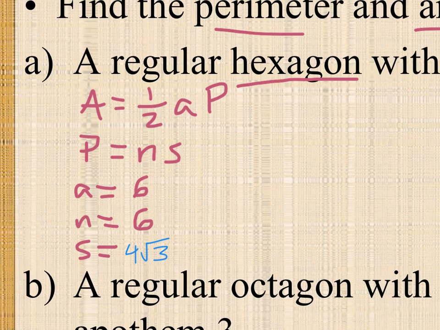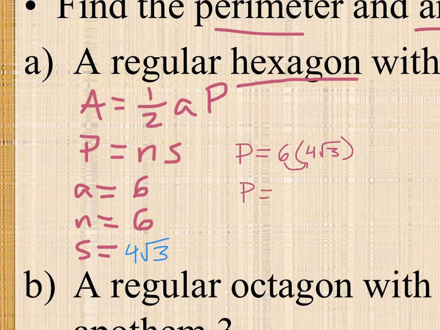So now we just need to plug all of these into our formulas. So in order to find the perimeter, we multiply the number of sides by the side length. So 6 times 4 square root 3. We just multiply the 6 and the 4 together. So our perimeter is 24 square root 3.